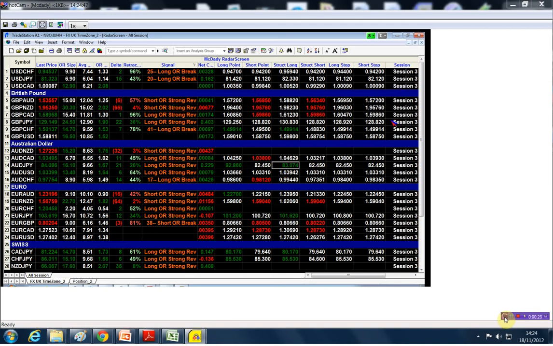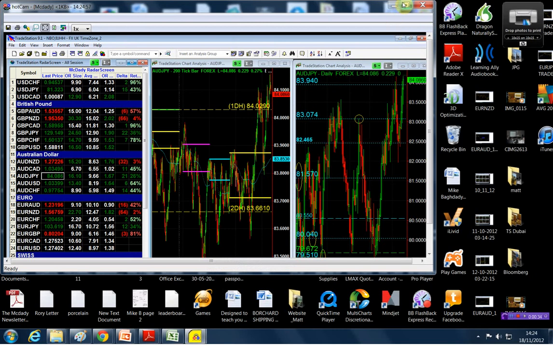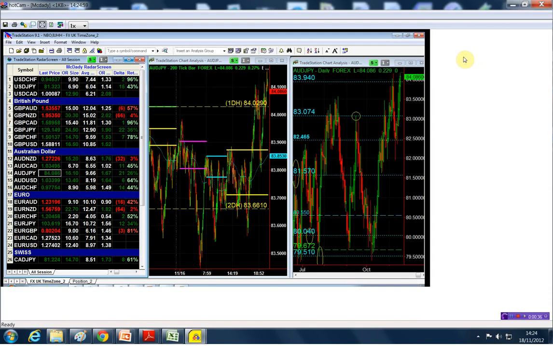And this is the chart for the Aussie yen. You can see the same explosive move. This confirms to you that the trend has changed to the downside in the yen, and that's what you want to be doing, buying or shorting the yen pairs.